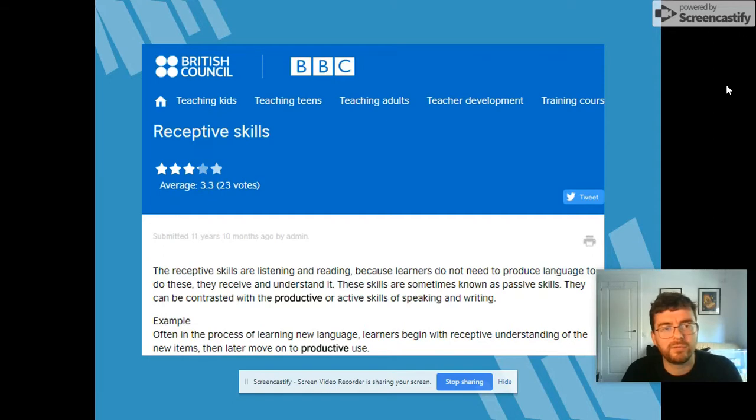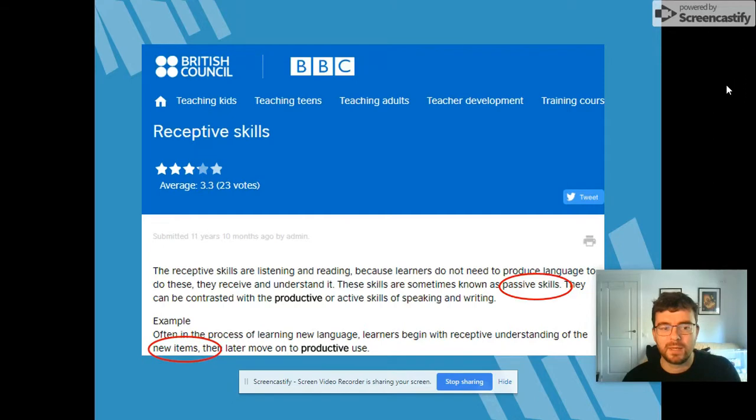But the British Council website on receptive skills gives a little clue as to one of the problems with how listening is conceptualized, in that it's sort of lumped together with reading. What I find problematic about this particular definition is this idea of it as a passive skill, listening and reading as well, that there's nothing going on internally.